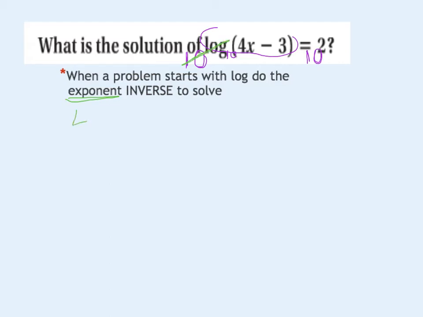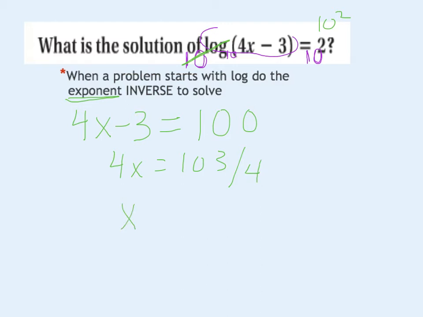So on the left-hand side, I will just have my 4x minus 3. And on the right-hand side, this is saying 10 squared now. And 10 squared would be 100. And then from here, you just solve like normal. So you add 3 to both sides, and you get 103, and then you would divide by 4. You get x is equal to 25.75 as your final answer.